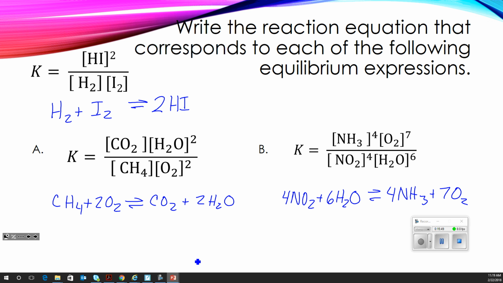Okay, B is up. How many got both A and B correct? Thumbs up. Okay, anybody get one right and one wrong? Anybody got two wrong? All right, so we're getting this pretty easy, right? All right, so we're going to go forward.